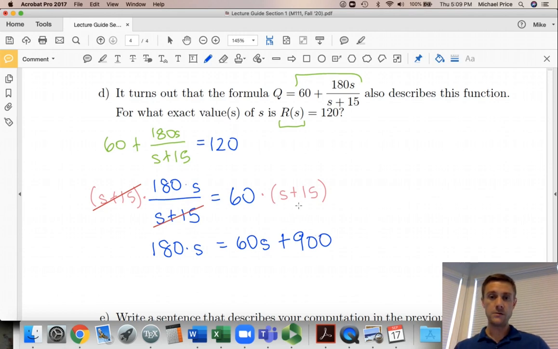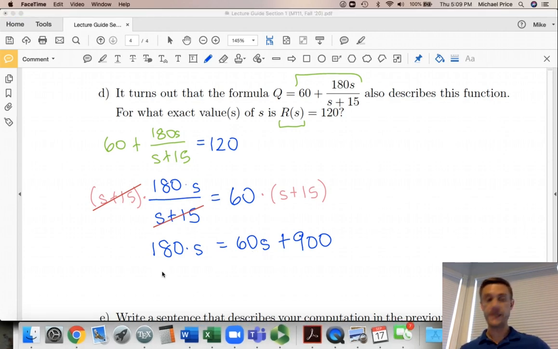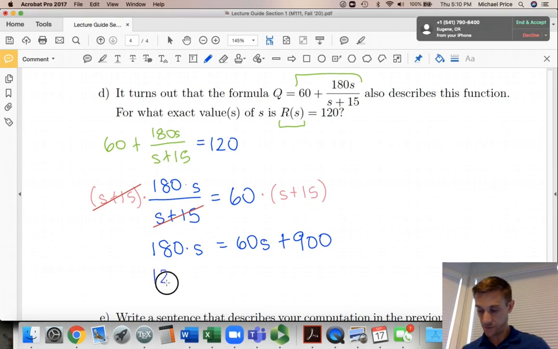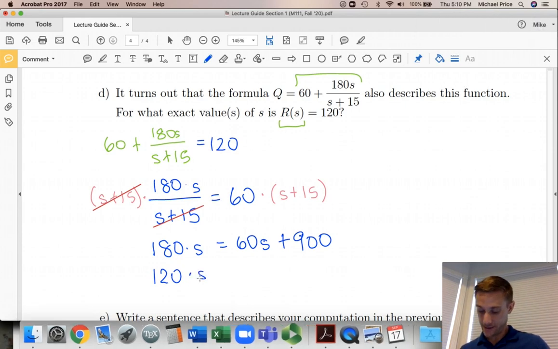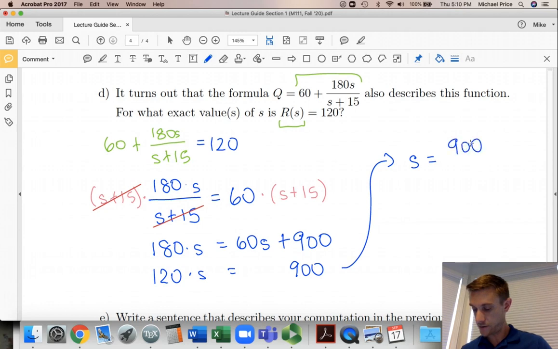So now we're really down to a clearly linear equation, no more crazy fraction stuff going on. If we take away 60 S from both sides to combine like terms, then we've got a constant left on the right side, and that's it, which is pretty decent. And now we're down to dividing. So divide 120 into 900 on both sides, and I think we've got ourselves 7.5.